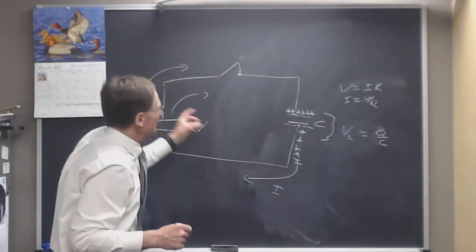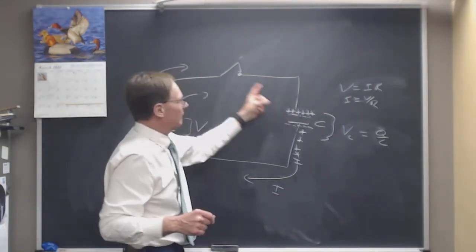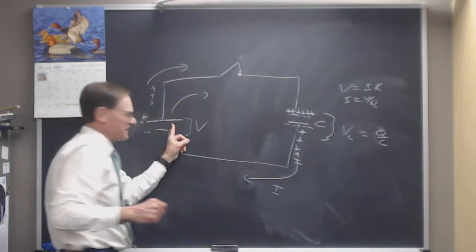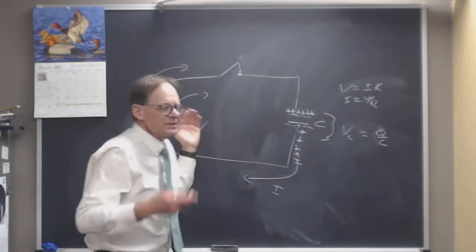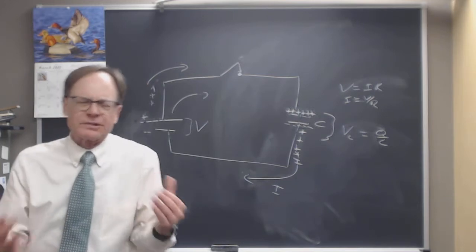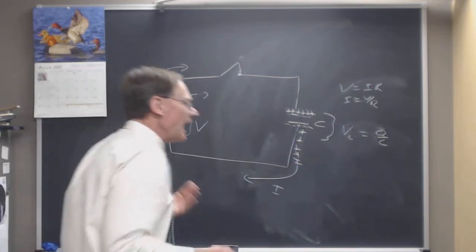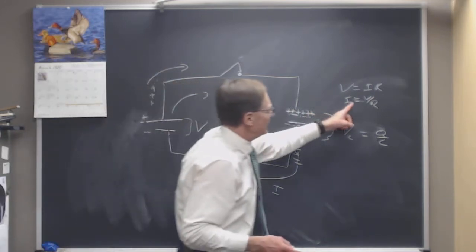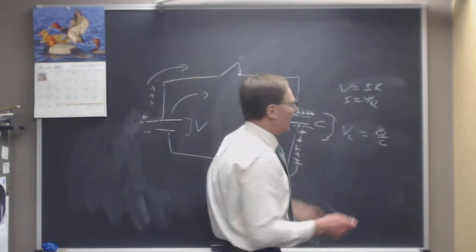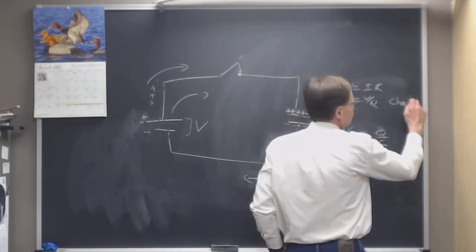Now, that's not exactly true because there's resistance in these wires all the way across here. There's resistance in that switch. There's resistance in this battery. There's resistance everywhere. And so there's this resistance that slows the current down. That's what happens with a resistor, right? I is equal to V over R. I is charge per time.